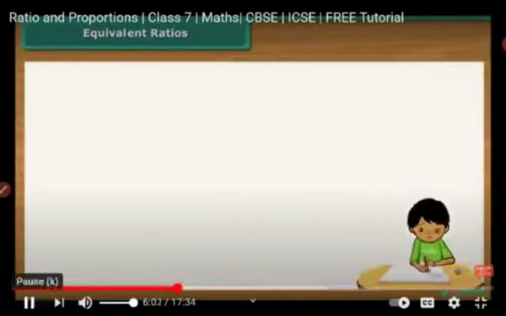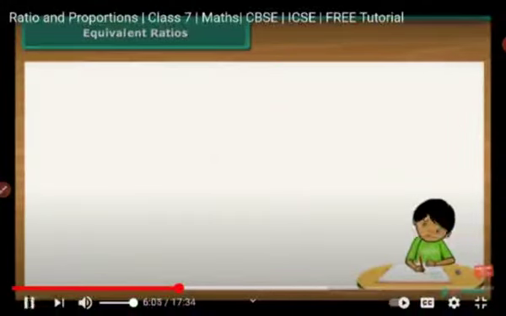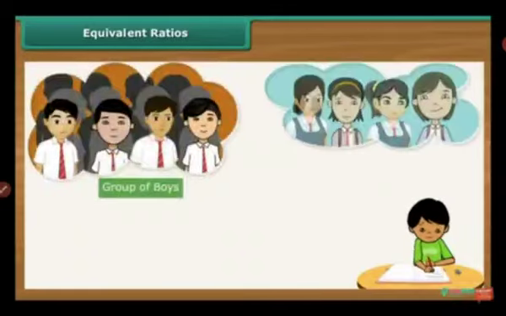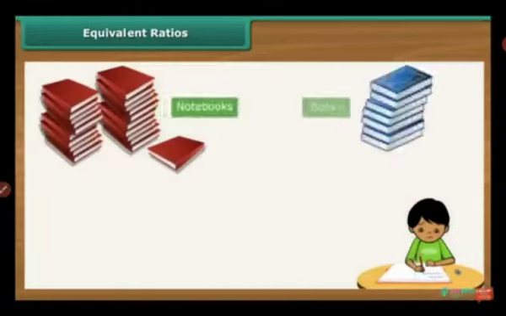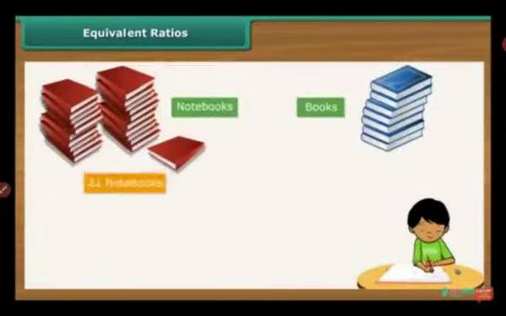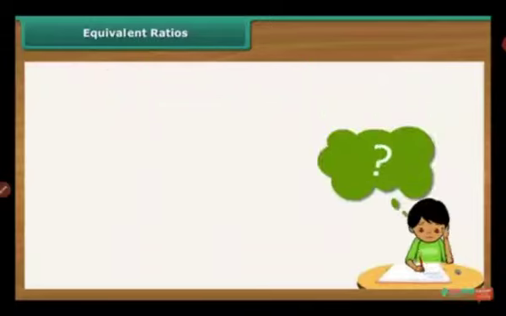Ritesh is learning to calculate ratios and is enjoying it. But there is one thing that is confusing him. Let us see what it is. He first calculated the ratio of boys in his class to girls in his class as 3:1. He then calculated the ratio of notebooks to books in his bag. The ratio works out to be 3:1. Ritesh wonders, can two ratios be same?